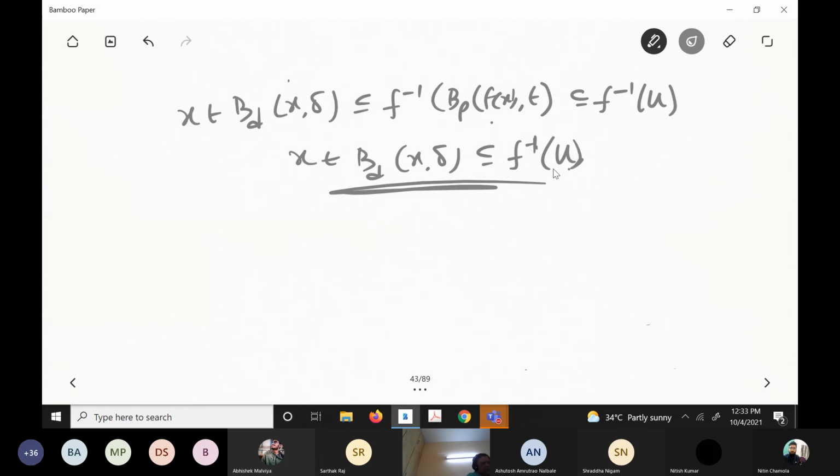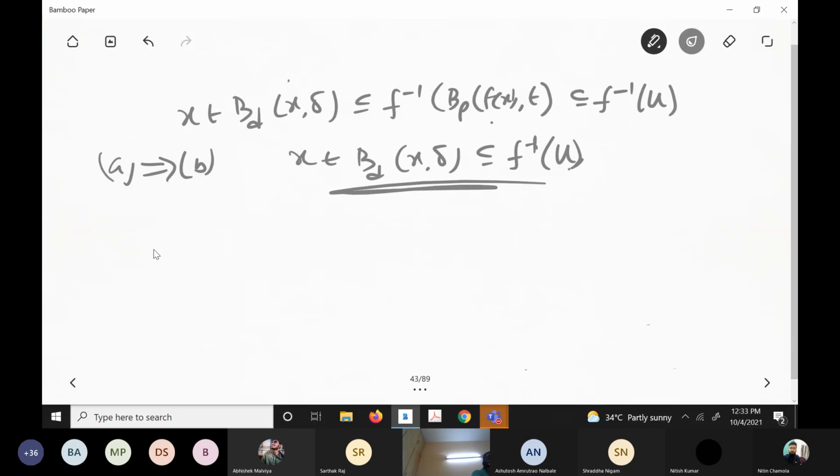Often we check that the inverse image of an open set is open by this. Since I have to complete the circle, I have not done it. I have proved A implies B.